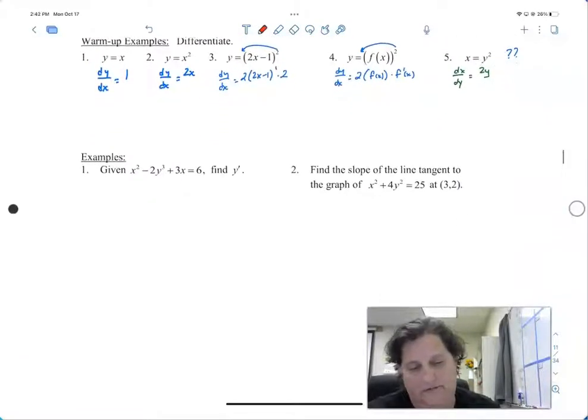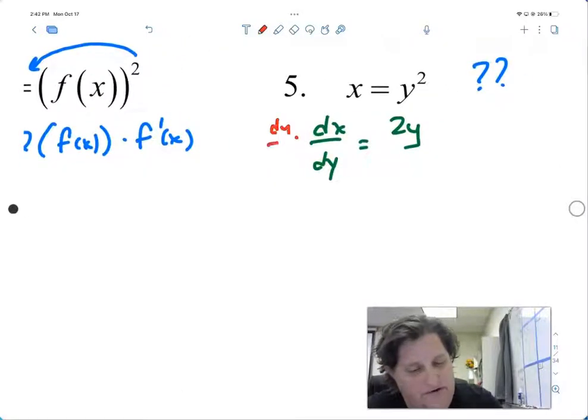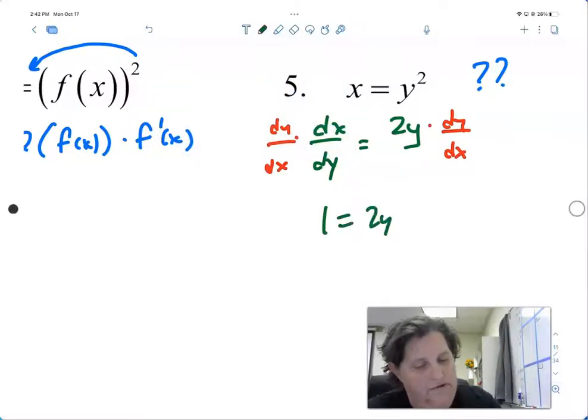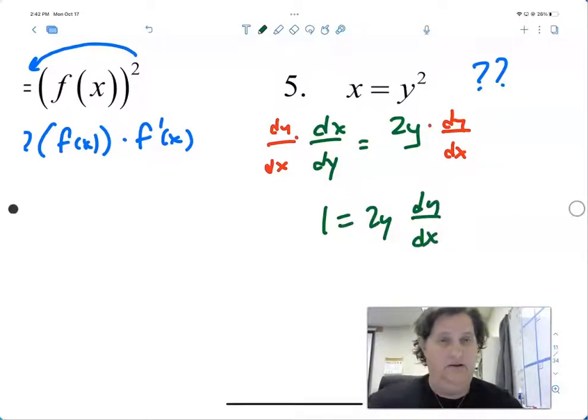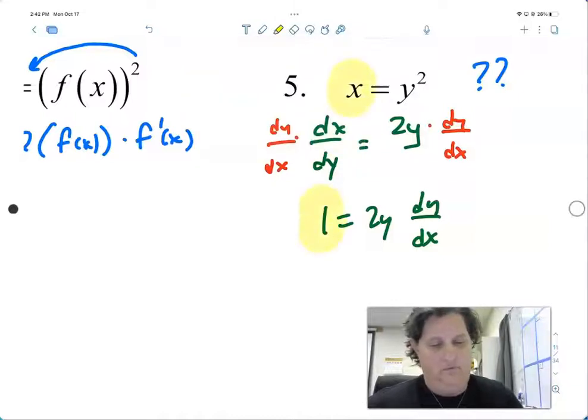We're going to leave it like that for a minute. I'm going to talk about this one. What if I just did the reciprocal over here? I could basically turn this into 1 is 2y dy dx. Let's take a quick look. The derivative of x is 1. The derivative of y squared is 2y. So why does it have a dy dx there?